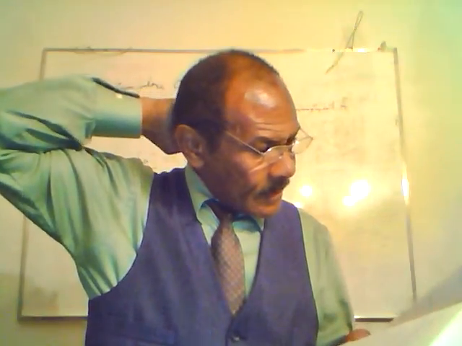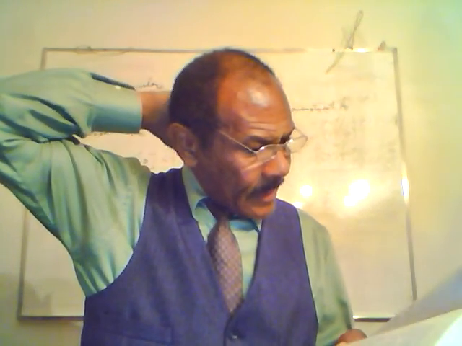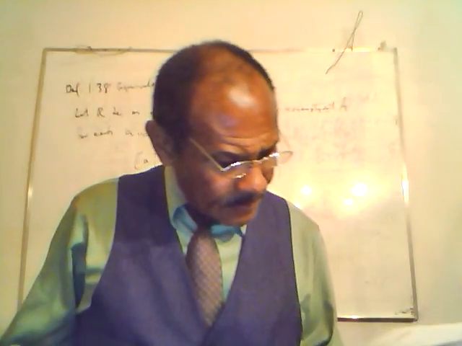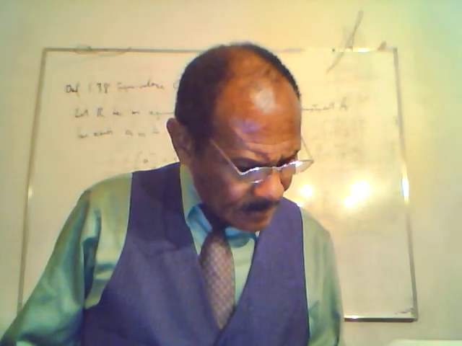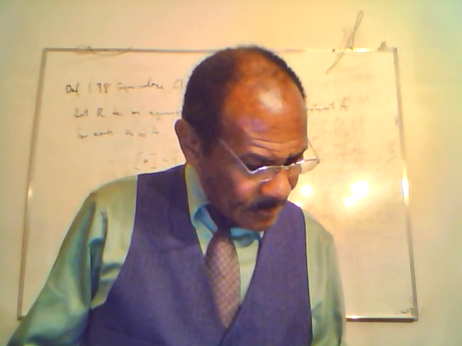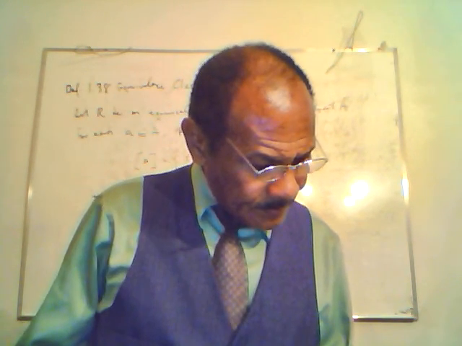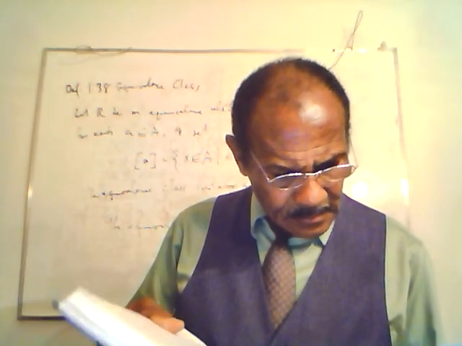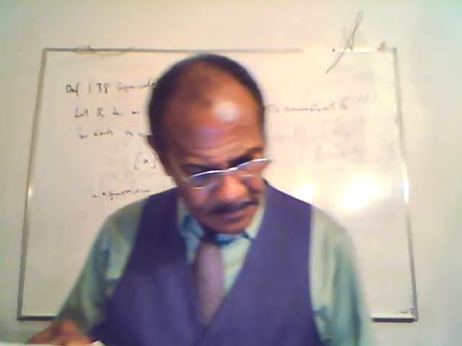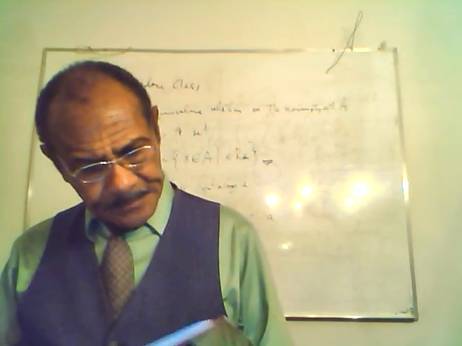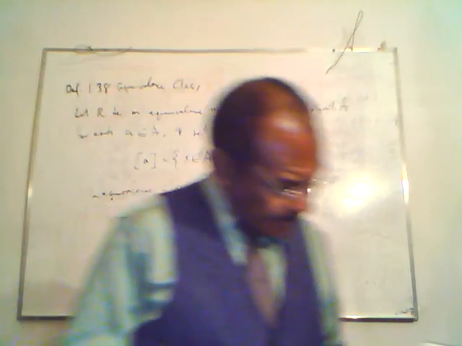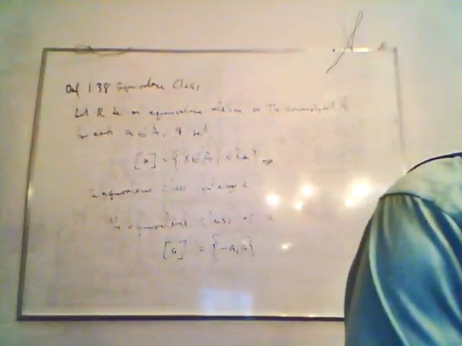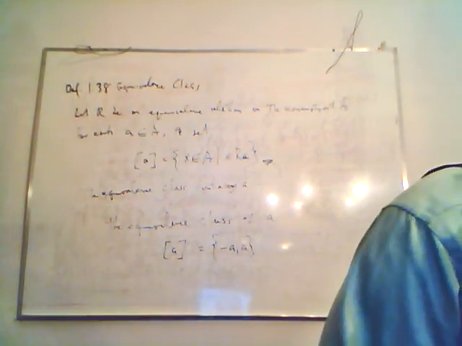Each A sub lambda is non-empty. A is equal to the union of A sub lambda. If A sub alpha intersect A sub beta is not equal to the empty set, that means they have something in common, then A sub alpha equals A sub beta.